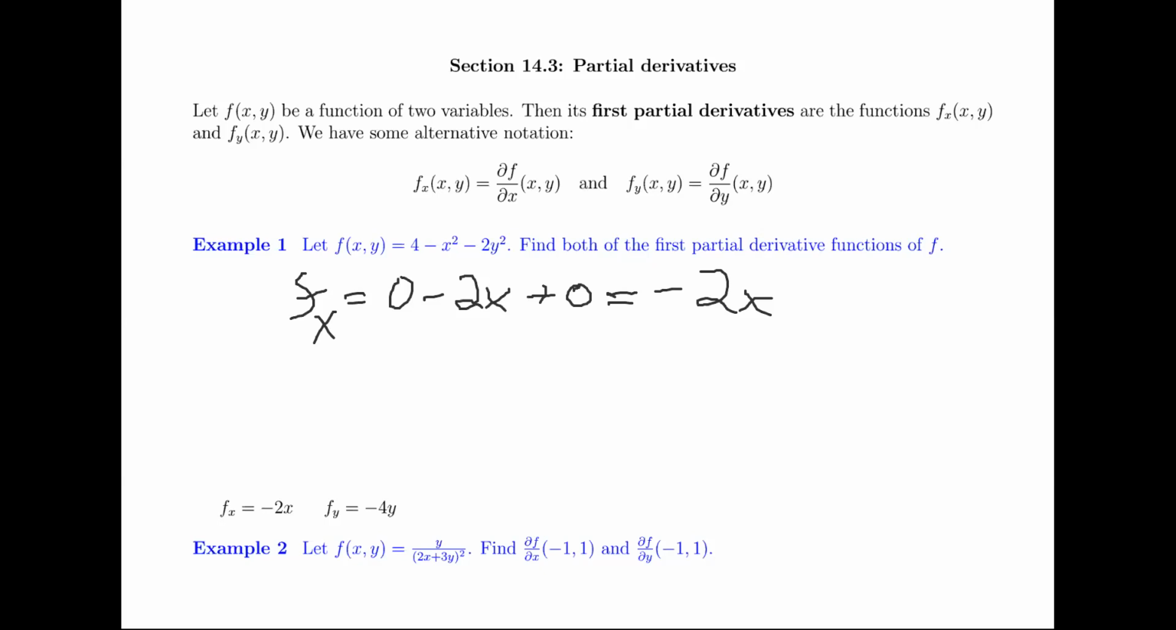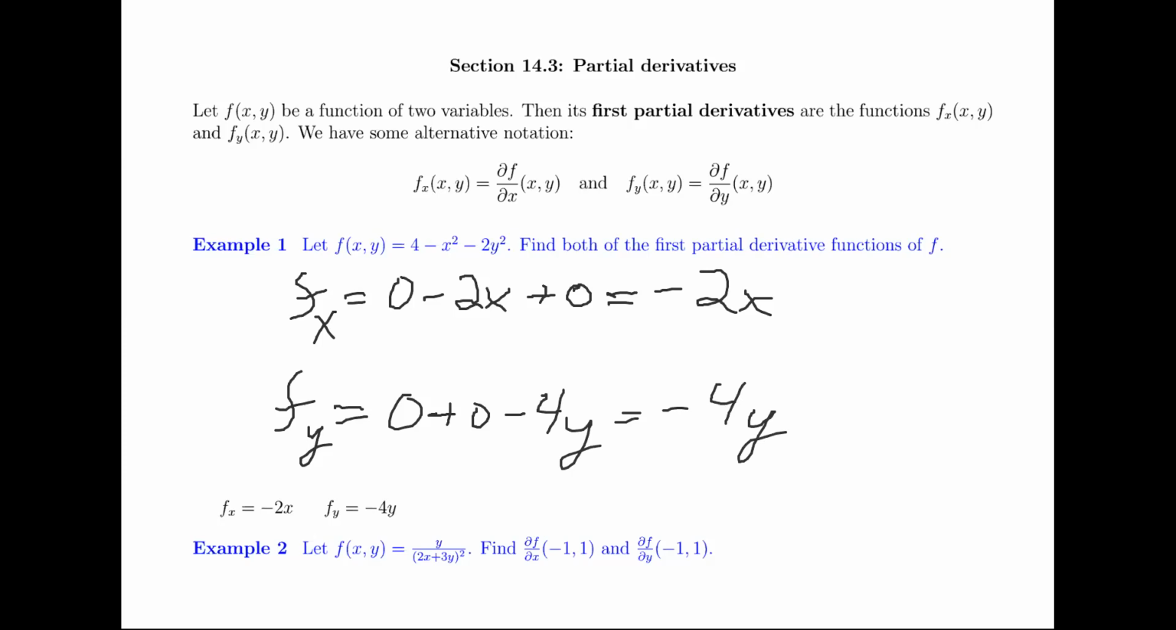We also have a first order partial with respect to y. So here 4 is a constant, so the derivative is 0. Negative x squared, well, we're taking the derivative with respect to y this time. So x is a constant, which means negative x squared is a constant, so the derivative of that is 0. And then the derivative of negative 2y squared is negative 4y. So the first order partial with respect to x is negative 2x, and the first order partial with respect to y is negative 4y.